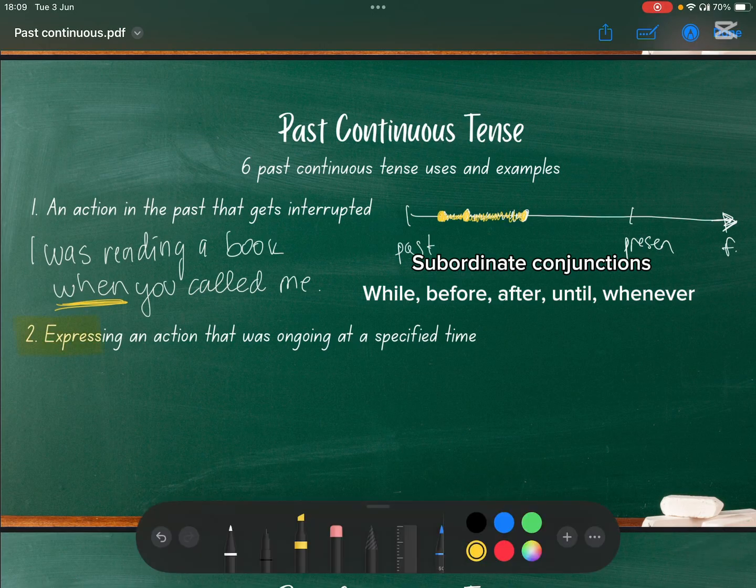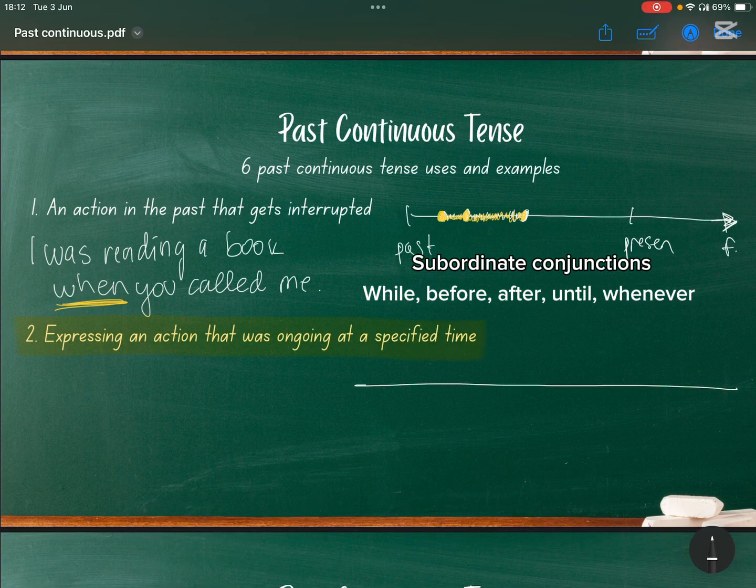The next one, expressing an action that was ongoing at a specific time. For this one, I will again draw a little timeline. Past, present, and the future. So when you mention a specific time in the past, let's say that's over here, and this is May. Use the past continuous tense if the action started before that time. So the action started before that time and it lasted longer. It ended somewhere here. If the action begins at the time mentioned, if it begins here, then you can just use the simple past tense instead.